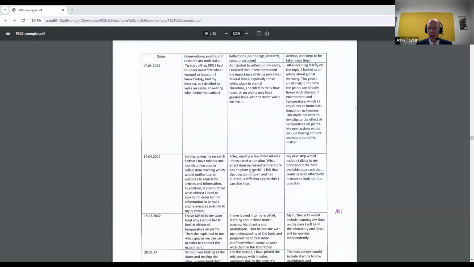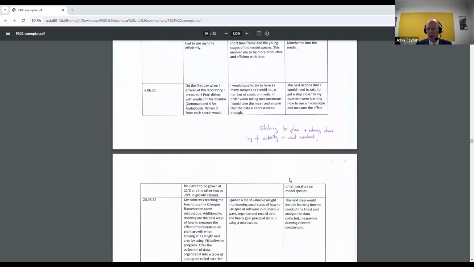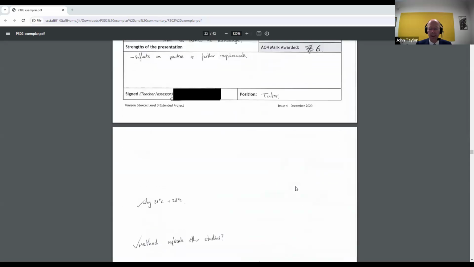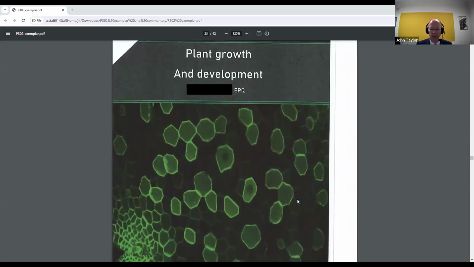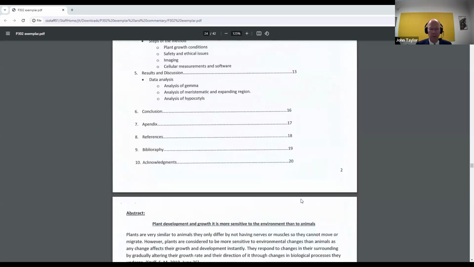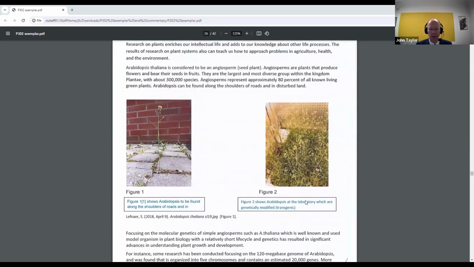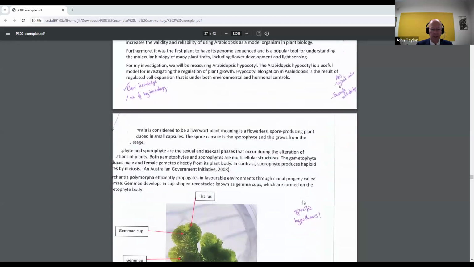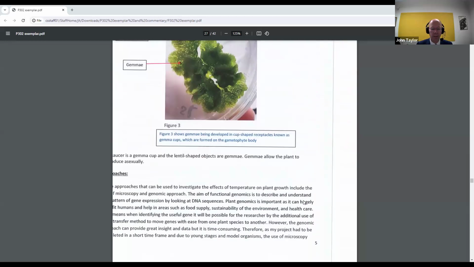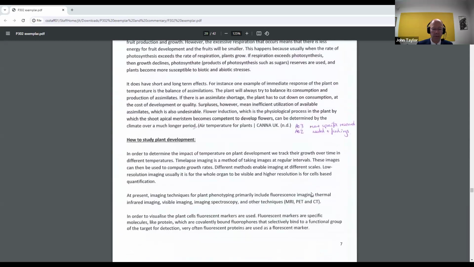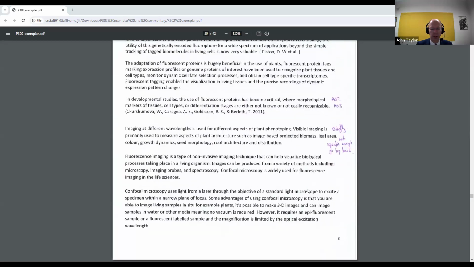So as I said, quite a well-developed proposal, the log frankly less well developed, and some oral presentation evidence. Let's just jump through that. You'll see that it's quite well laid out. We have a literature review, largely presenting information about the topic. There's a little bit of background into the different bits of relevant biology.